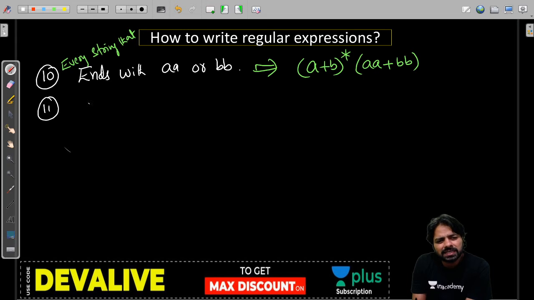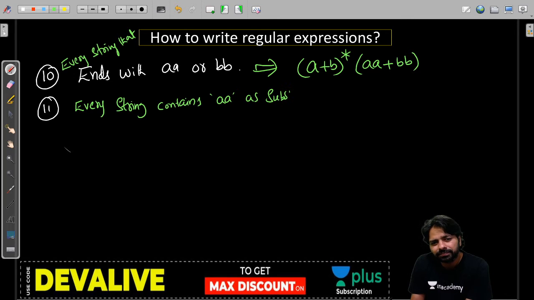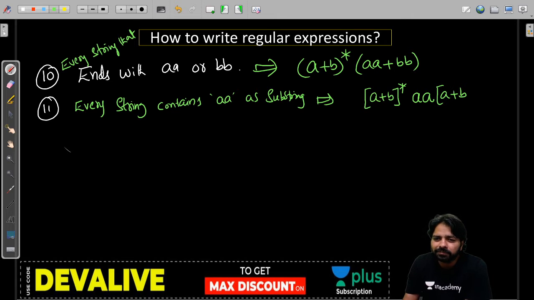There is a very interesting one. Every string contains double A. Every string containing double A as a substring. Then how do you write that? Double A is definitely there somewhere, but before and after it anything.